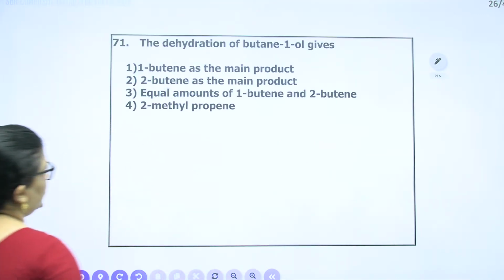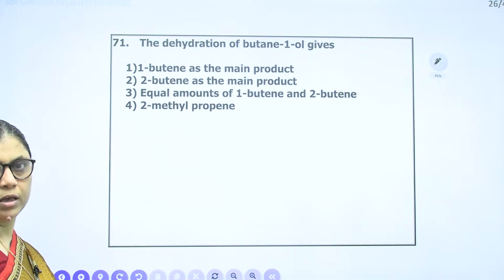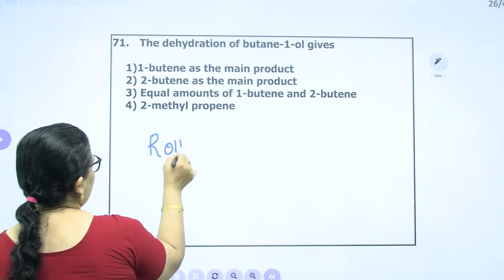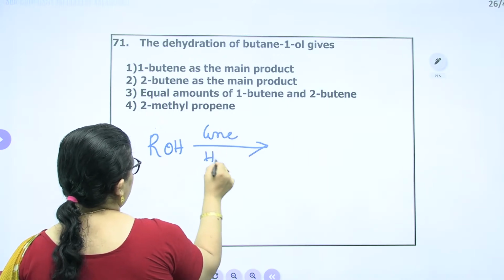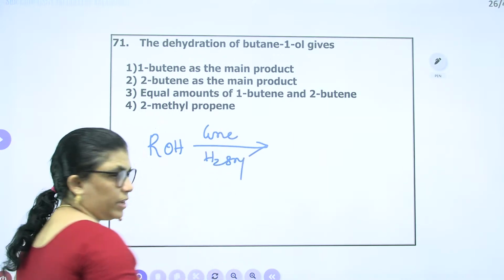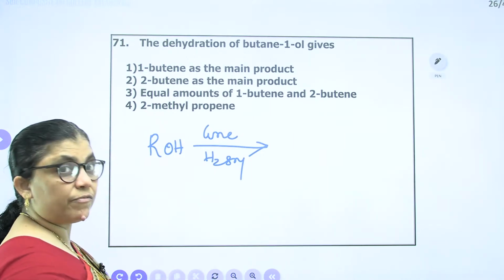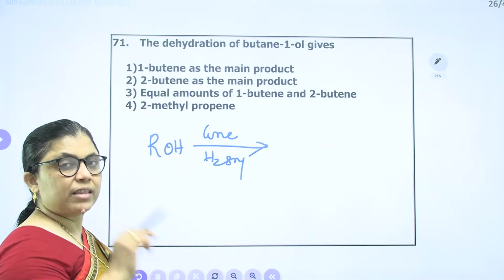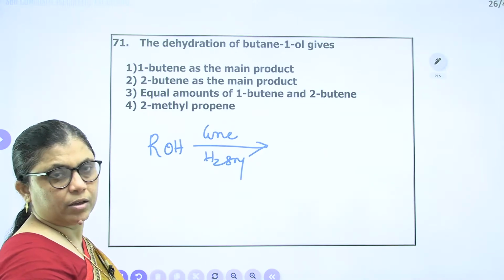Question number 71. The dehydration of butanol. Whenever alcohol is heated with concentrated sulfuric acid, we are going to get different products. Alcohol with sulfuric acid, at 3 different temperatures, 3 different products are obtained.